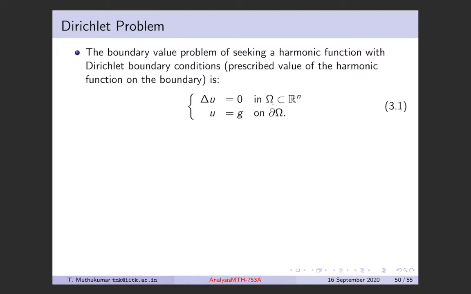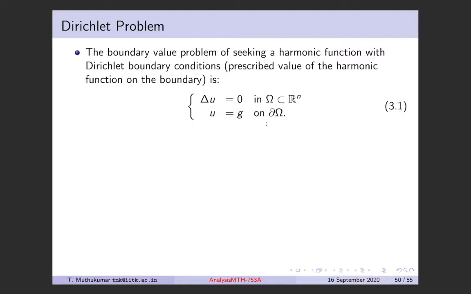So if omega is a subset of R^n, let's say an open subset of R^n, you can even assume connectedness, an open domain of R^n, and if g is a given function on the boundary of that domain, then you are looking for a harmonic function which takes the value g on the boundary. Such a condition is called a Dirichlet condition, which is why the problem is called a Dirichlet problem. This is a boundary value problem. The unknown is the harmonic function u. You are looking for a harmonic function which takes the desired value on the boundary.